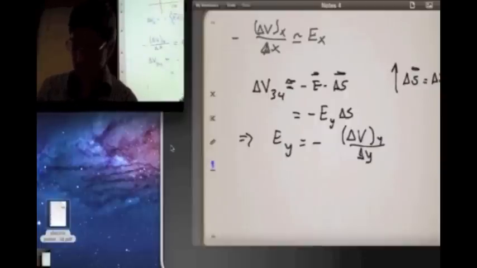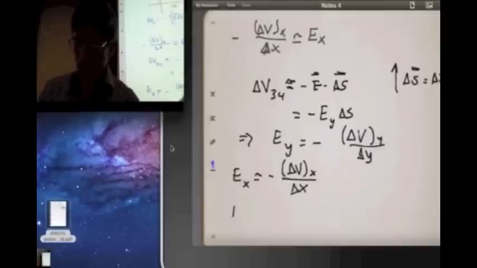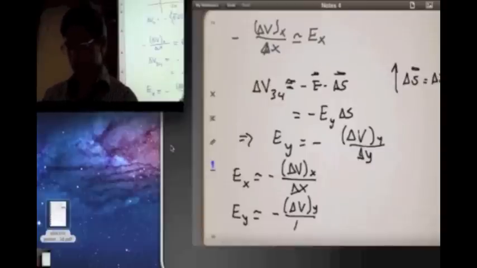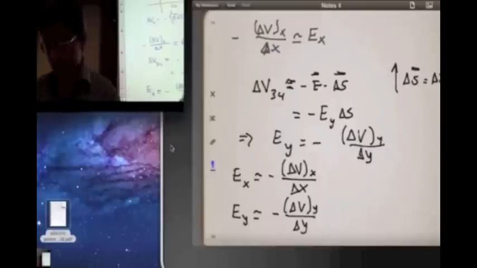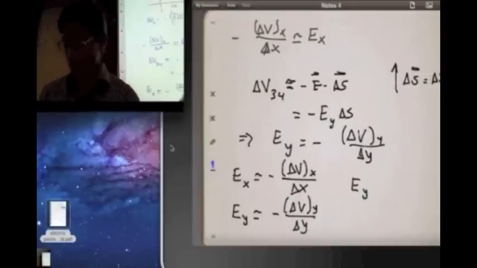So now I have 2 equations. The electric field component in the x direction is approximately minus delta V when I move in the x direction divided by delta x, and the y component is this, right? And if I had a z component, because the world is three-dimensional, as you know, then the z component will be found similarly: minus delta V as you move in the z direction, divided by the distance that you moved.